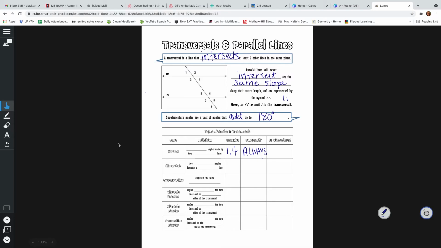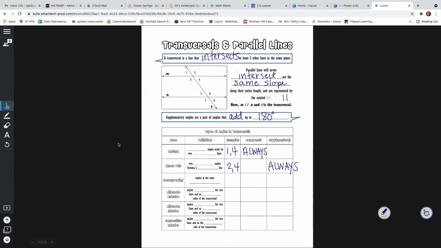Linear pair. Give me an example at the top. 1 and 2. Are linear pairs always congruent or always supplementary? Supplementary. Always. Now these last four are going to have an if. They have a condition on them.